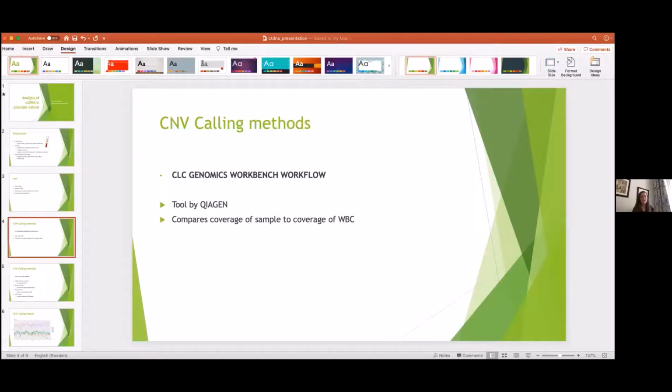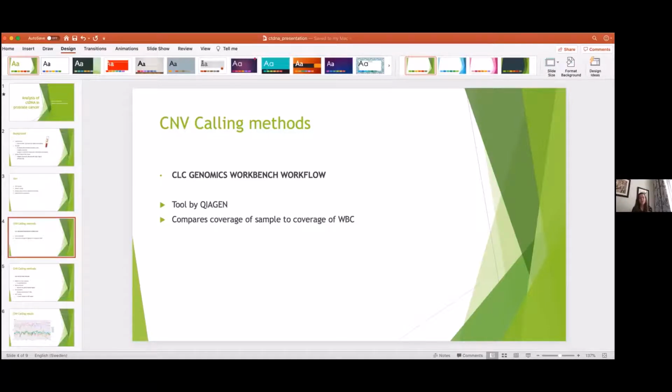So prostate cancer is associated with having rather high rates of CNVs. And one common CNV is a gain in the androgen receptor gene, because when you treat prostate cancer, you can use drugs targeting the androgen receptor. And it's common that resistance to these drugs happens after a while, and then copy number gain in the androgen receptor is associated with the progression of the disease.